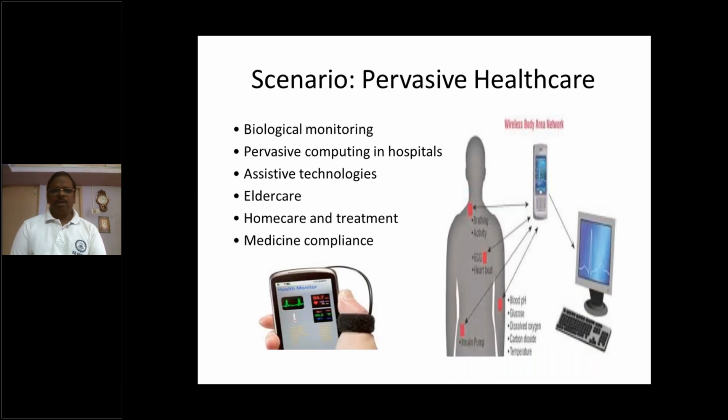Now, what are the scenarios of pervasive healthcare technology nowadays? Biological monitoring, pervasive computers in hospitals, assistive technologies, elder care, home care treatment, medicine compliance. For all these things, pervasive computers are utilized nowadays in the current scenario.